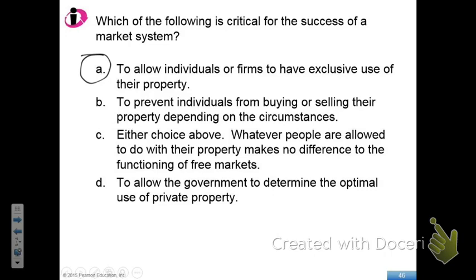Although in reality we see markets and government working hand in hand, meaning that there are certain parts of the market that are controlled by the government, that is not the success of the market. That is the success of the economic system. The people who are saying that we want the government to be part of our market activities.